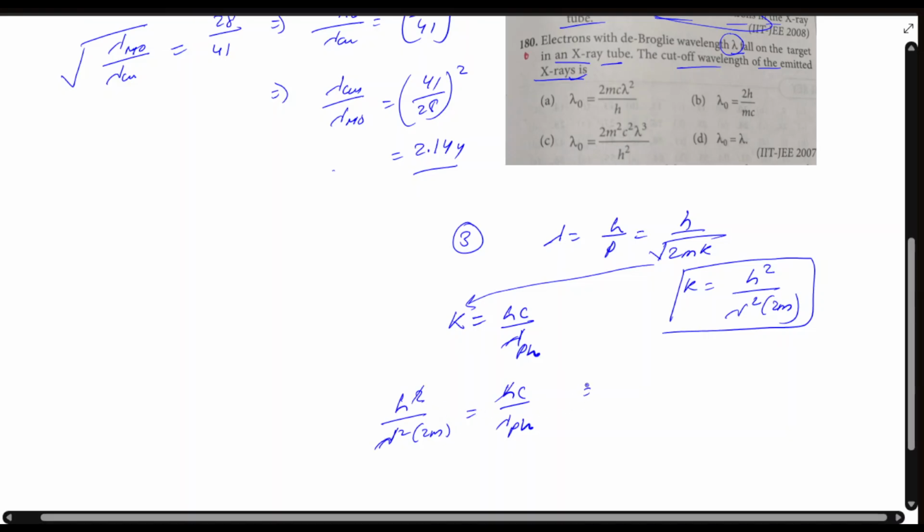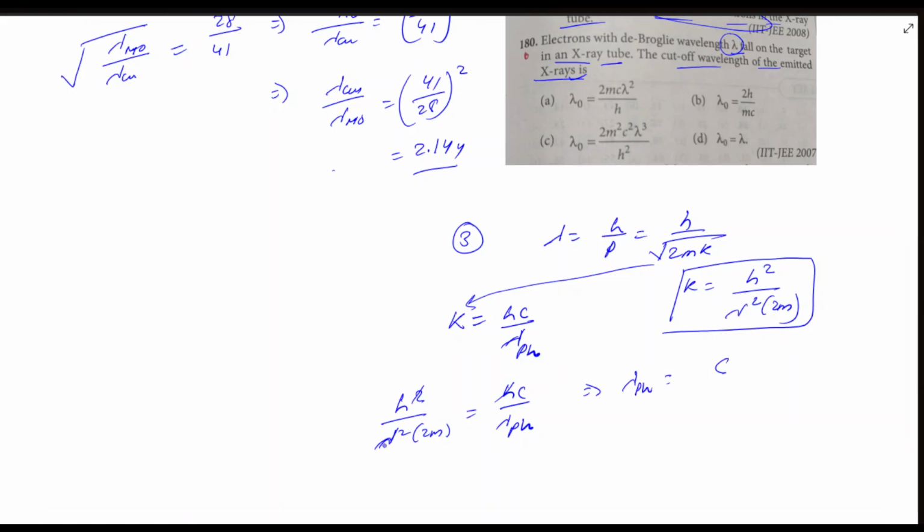One h will get cancelled, so lambda ph will be c lambda square 2m, so 2m c lambda square, divided by h. Everything is correct, so yes, this will be the answer. Are you getting me? 2mc lambda square upon h.